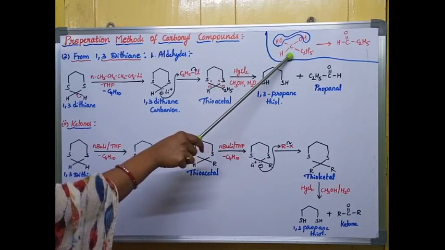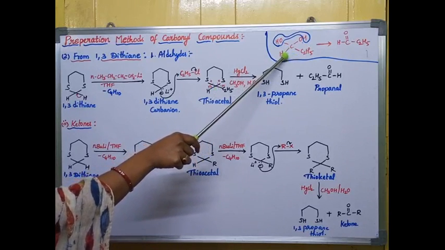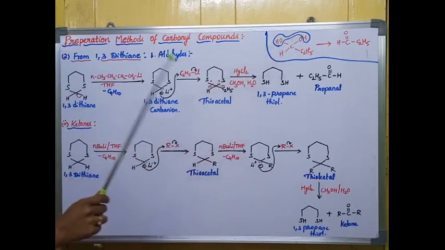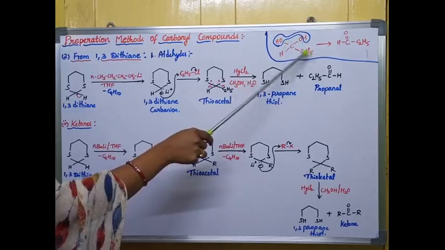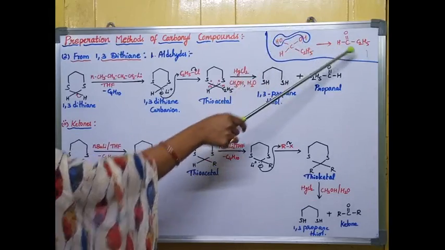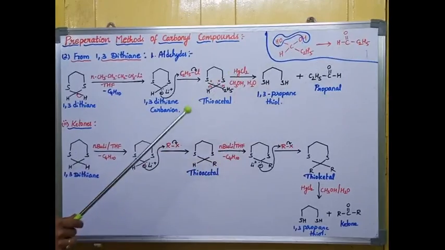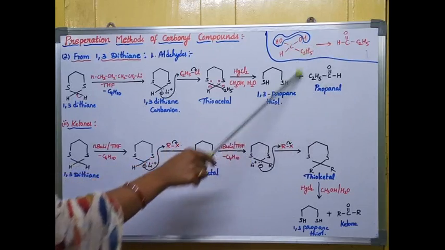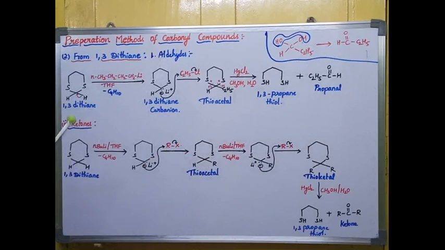You can observe, C2H5 with a diol is produced. It further undergoes dehydration. That means water is removed from this structure and you will get propanal as the product. So finally you are getting the aldehyde as a product in this reaction.